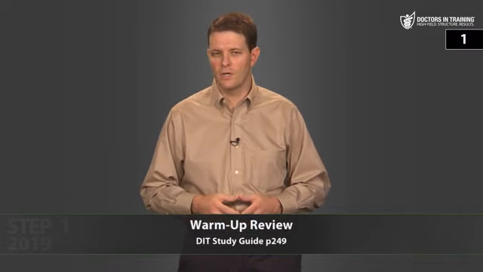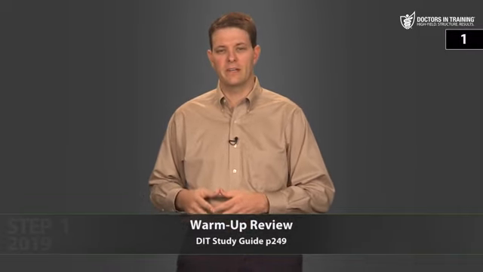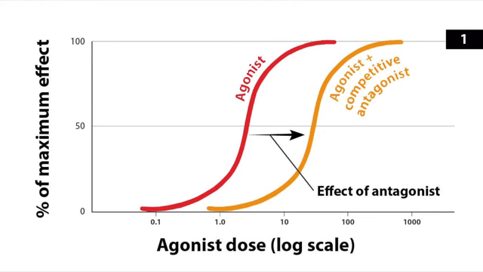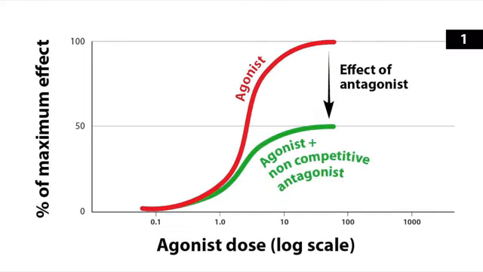Let's take a look at the answers to the warm-up review. First question, how does a drug's dose-response curve change with the addition of a competitive antagonist as compared to the addition of a non-competitive antagonist? So a competitive antagonist shifts the dose-response curve to the right, which decreases the potency. A non-competitive antagonist will shift the curve down, so efficacy is decreased, but potency doesn't change.